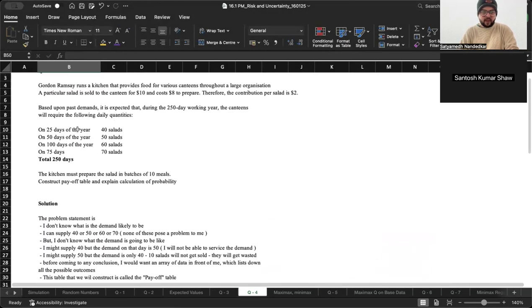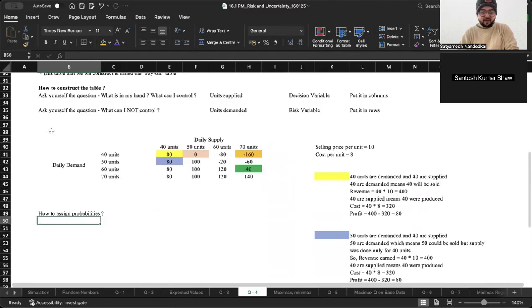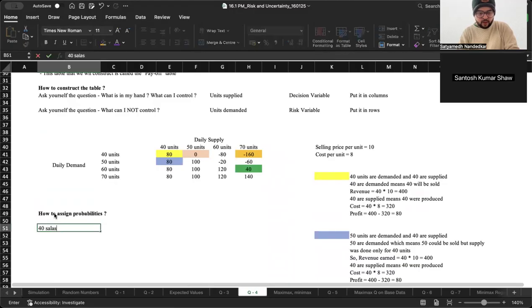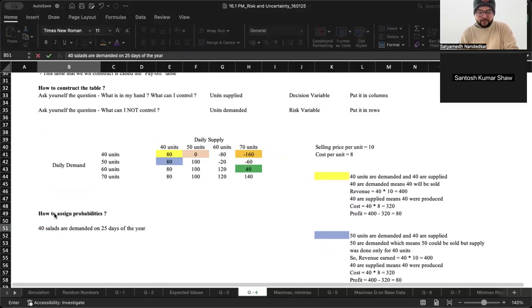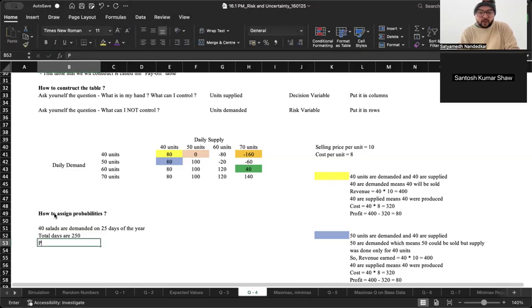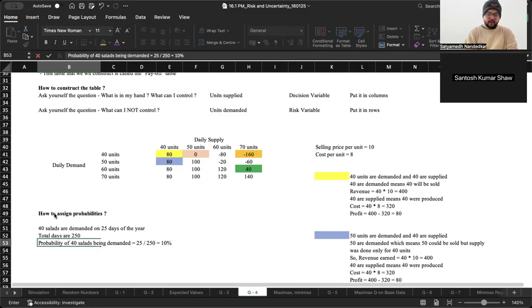Now, look at this. 40 salads on 50 days. This is the demand, right? 40 salads are demanded on 25 days of the year. And total days are 250. So what is the probability of 40 salads being demanded? Probability is 25 upon 250, which is 10%.